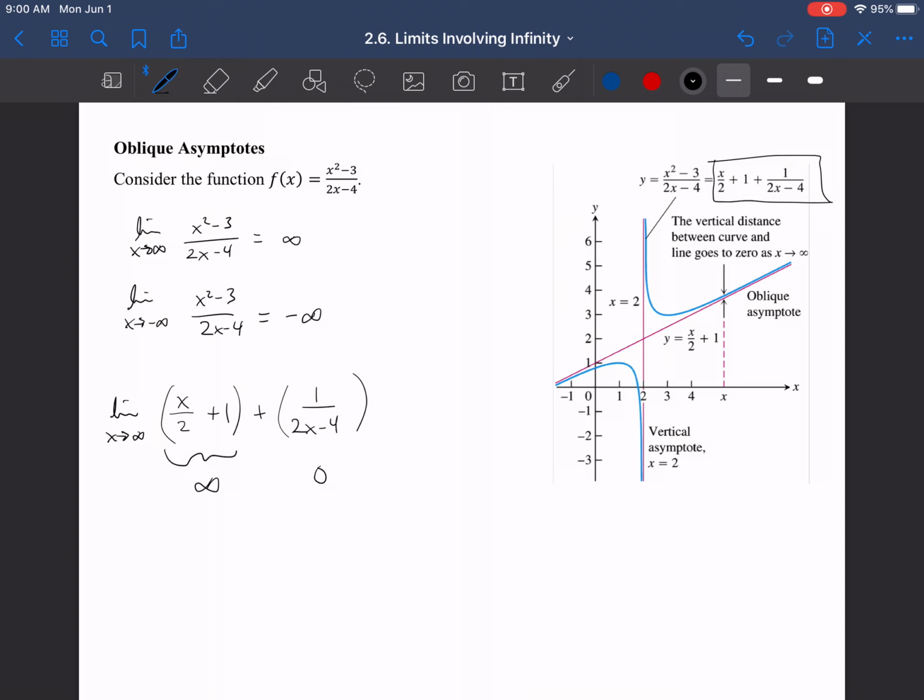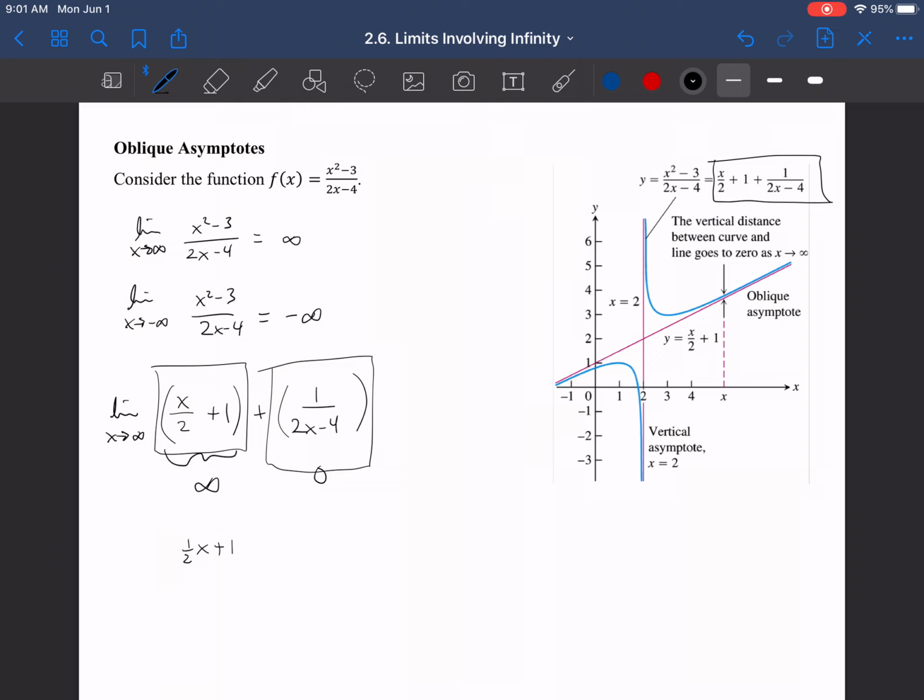And so this part over here, as we go to infinity, doesn't really actually do anything. But this part over here is really very dominant, and it is actually the line x over 2 plus 1, right? That's just a y equals mx plus b. It's like 1/2 x plus 1, slope of 1/2, y-intercept of 1.